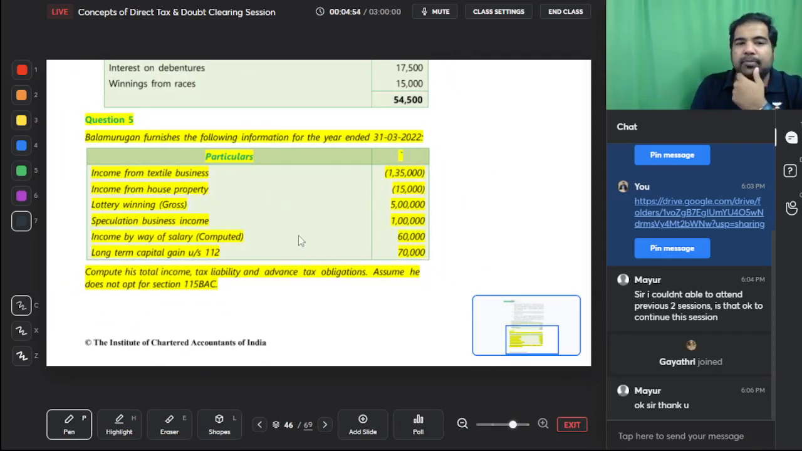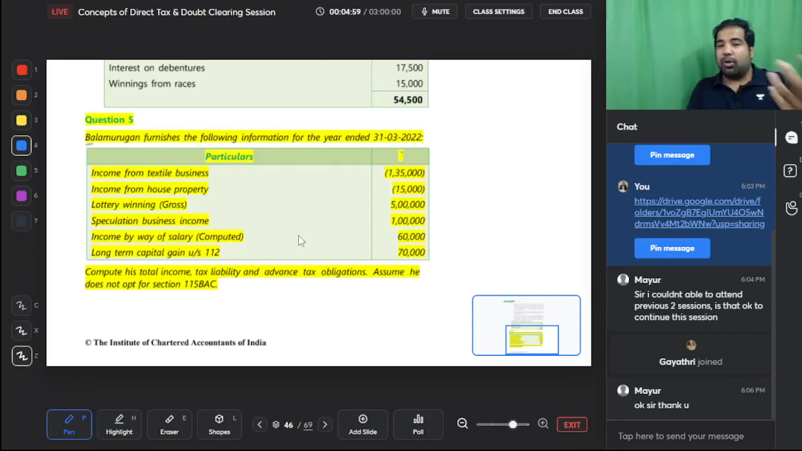Alright guys, this is a person called Mr. B. Always guys, the examiner can give you these complicated names. Don't fall for it. So Mr. B furnishes the following information for the year. Mr. B has income from business, from house property, from some casual income, some speculation business, some salary income, some long-term capital gain. You need to compute his total income, his tax liability and advance tax obligations. Assume he does not opt for section 115BAC. Classic question. Let's try and do this well.